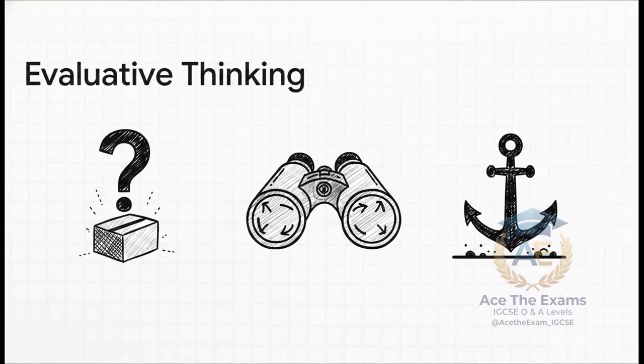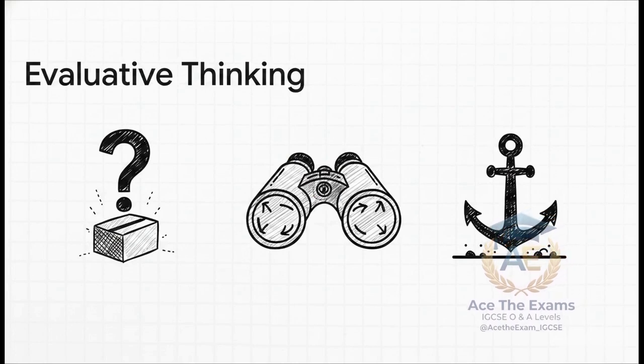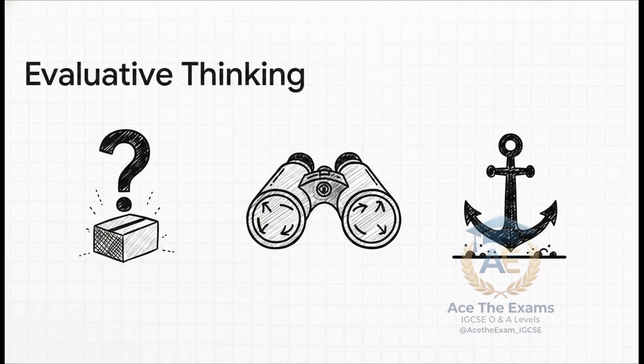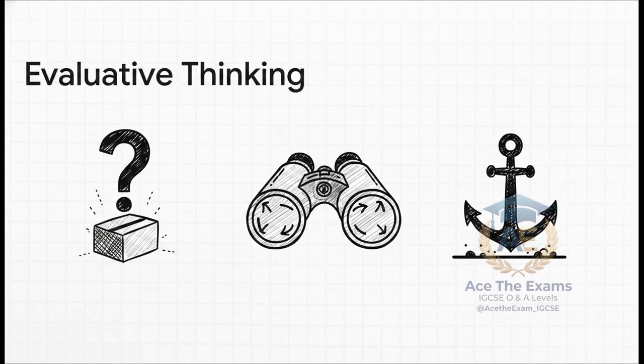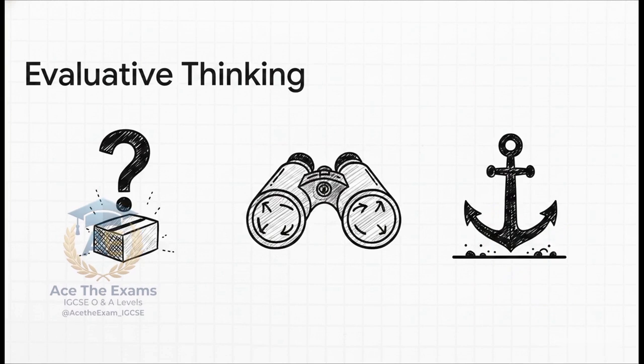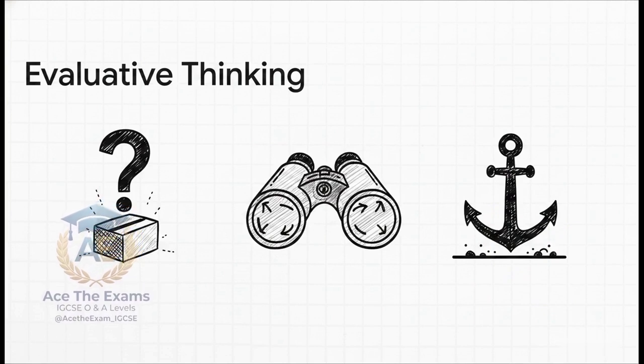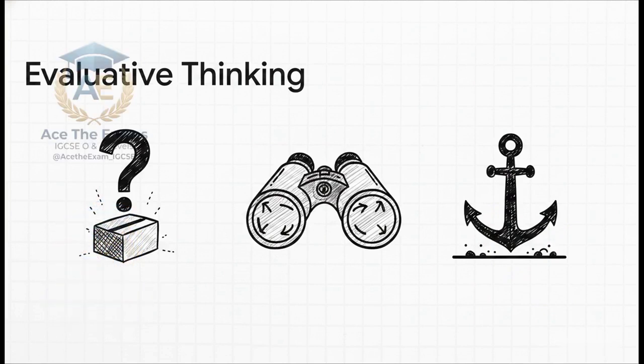To truly showcase that evaluative thinking, that critical AO3 domain we talked about earlier, you really must do these three things. First, question the assumptions hidden within the given scenario. Second, consider different business perspectives. And third, above all else, justify your accounting decisions with hard evidence derived directly from your double entry workings. This is how you prove to the examiner that you aren't just a human calculator. You are a highly strategic financial thinker.